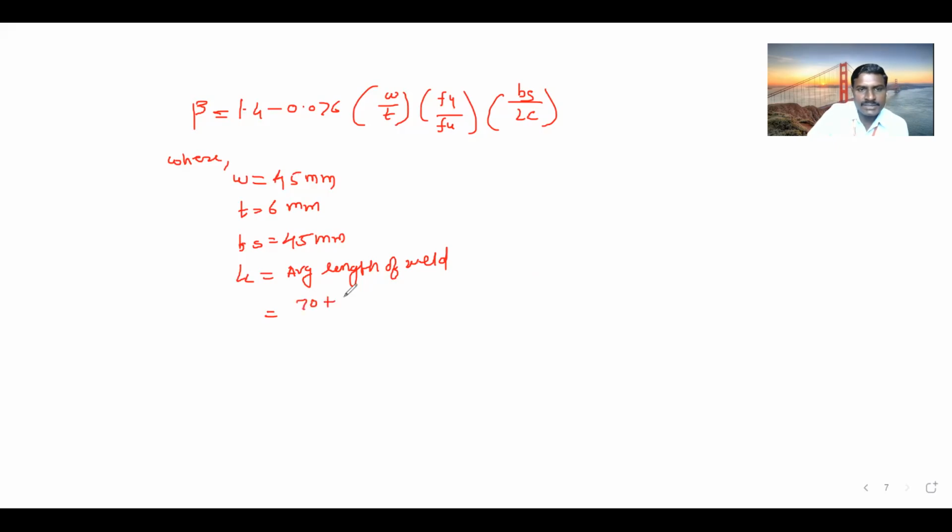So D is 70, 65. Finally, the provided length we have to take here by 3. How much? 96.66. 96.66 mm is your LC. Okay, so now again calculate.